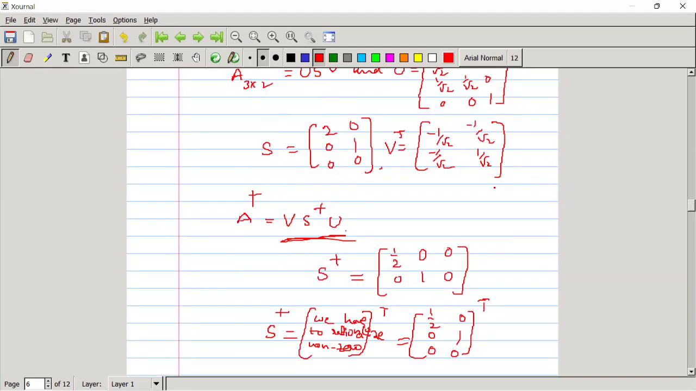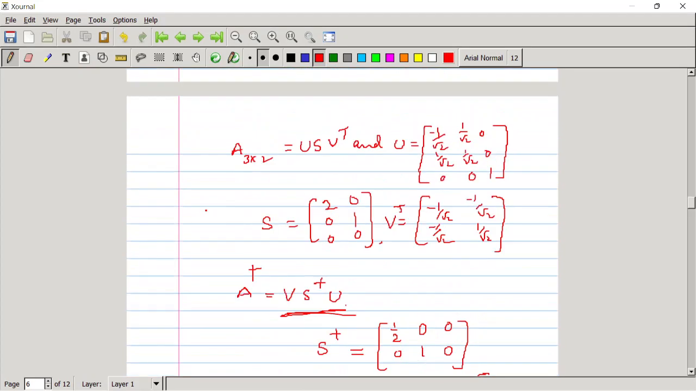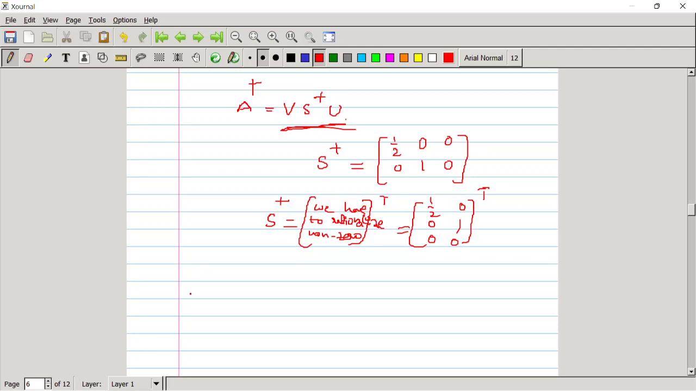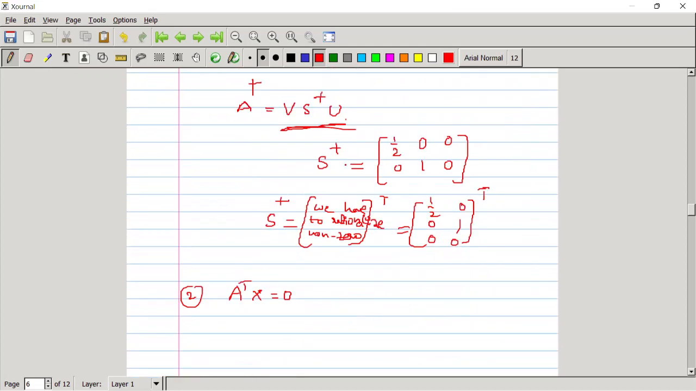I have one other doubt. The non-trivial solution of A transpose X. Please tell me how. What is the matrix A? A is decomposed as given in the above matrix. A is U S V transpose. Then you can simply multiply all the matrices, and solve this equation. You will get that answer.